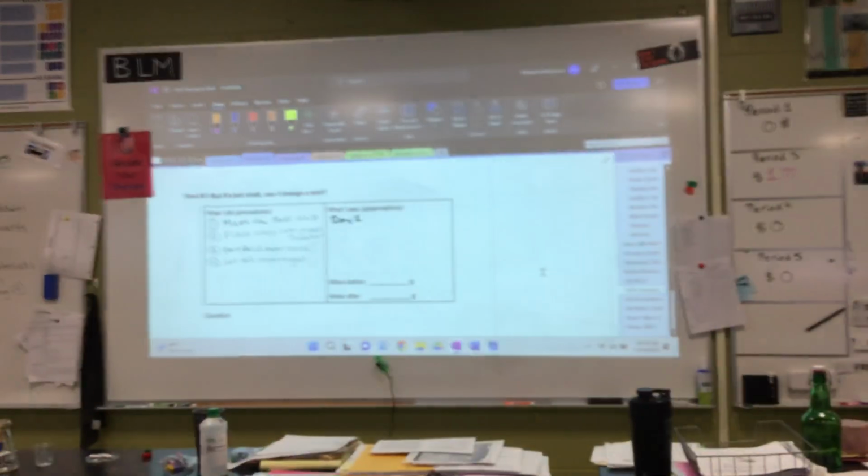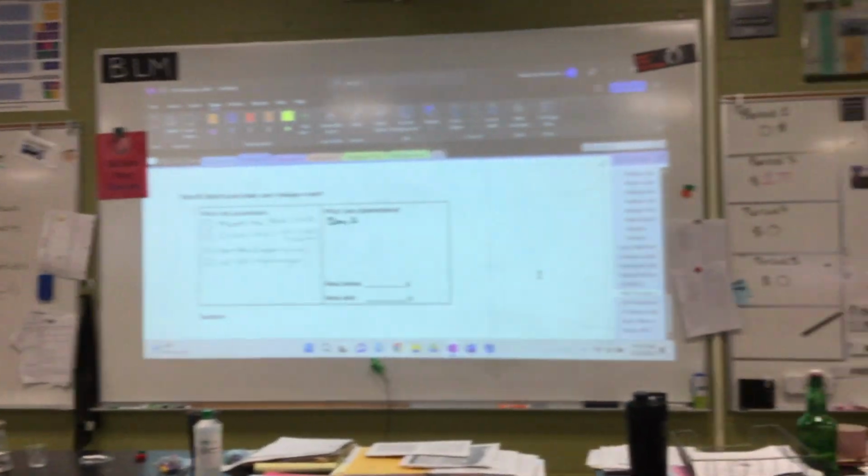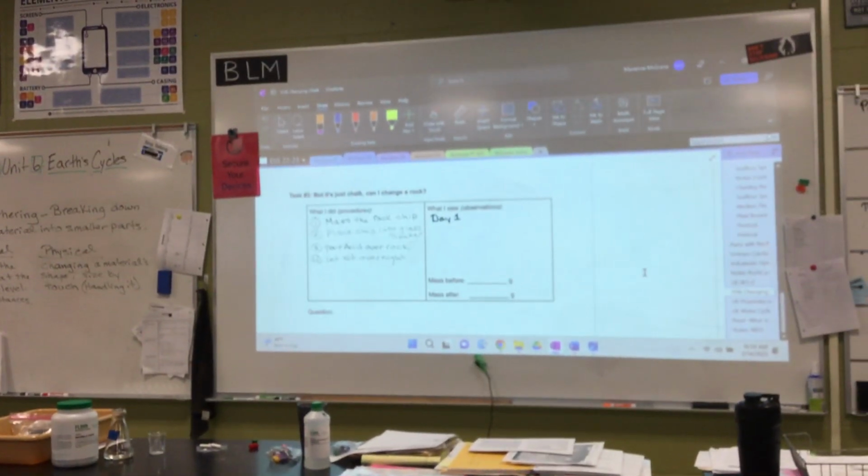We're going to take a little bit of notes. We're going to come check on this tomorrow and make some observations for day 2. Right now, though, let's go ahead and put them along the wall. Tomorrow we will come back and mass them again to see if any change in mass has happened. I am anticipating we should have a change in mass.